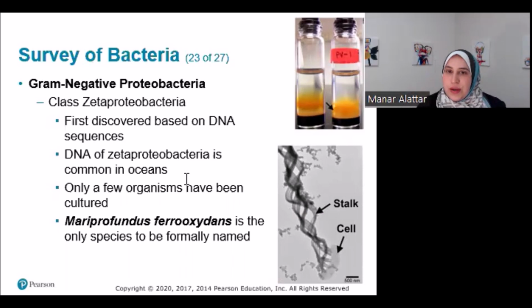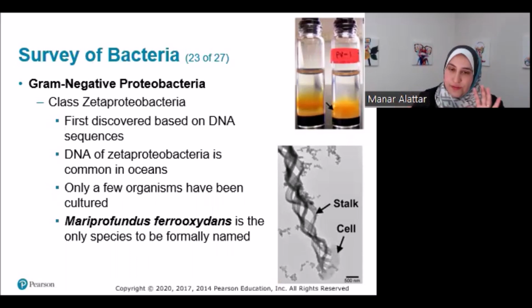And so one of the organisms that you see here is Mariprofundus ferrooxidans. The name is very telling: Mari meaning sea, profundus meaning deep, ferrooxidans oxidizing iron. Ferro is in reference to iron. And so these are organisms that live in deep sea vents and oxidize iron. And they are just beautiful.